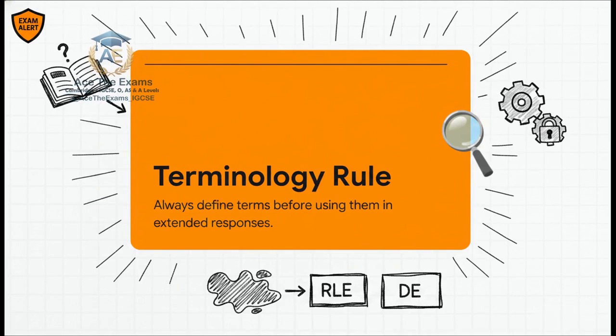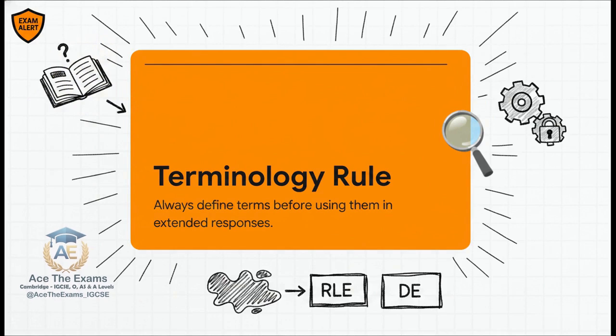Which brings us to a massive examiner alert, the terminology rule. The reports show that candidates consistently confuse key terminology. The rule here is simple. You must always define your terms before you use them in extended responses. If you're going to drop terms like run-length encoding or dictionary encoding, you need to prove to the examiner that you actually know what those mean in the context of the question before you start evaluating how efficient they are.